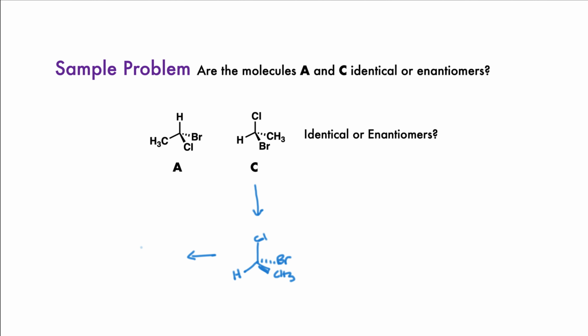Next, we'll switch the hydrogen and the chlorine. This gets you back to the original molecule C. What you can see is that the hydrogens overlap and the bromines overlap, but the methyl and the chlorine are inverted. That means that A and C are enantiomers of each other.